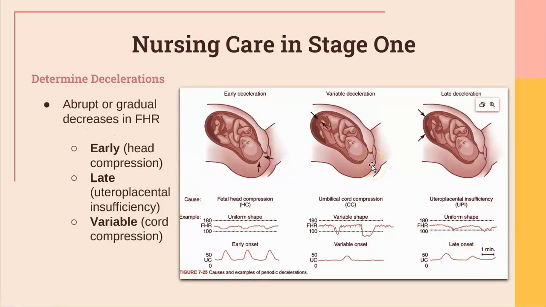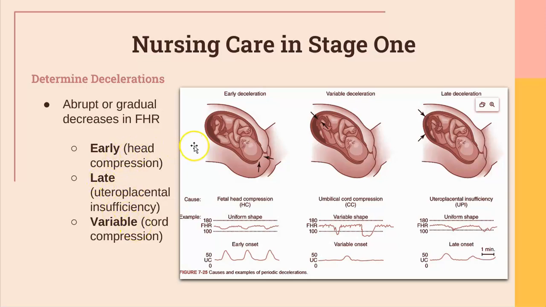The next thing you're going to do after you determine accelerations is determine if there are any decelerations. A deceleration is an abrupt or gradual decrease in the fetal heart rate, and there are several that you'll need to know. There are early decelerations, late decelerations, and then variable decelerations.